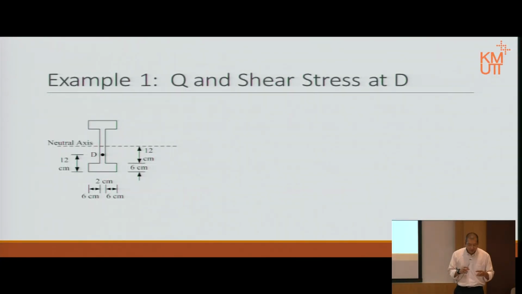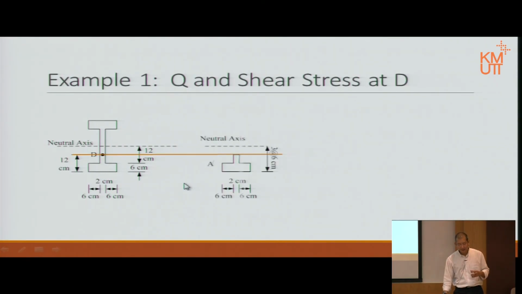So now we want to know point D. What do we do first? We cut it first. Cut at where? Cut at point D. Cut how? Parallel to the neutral axis. Then we draw the area. In this case, I will choose to draw the area down here. There we are.